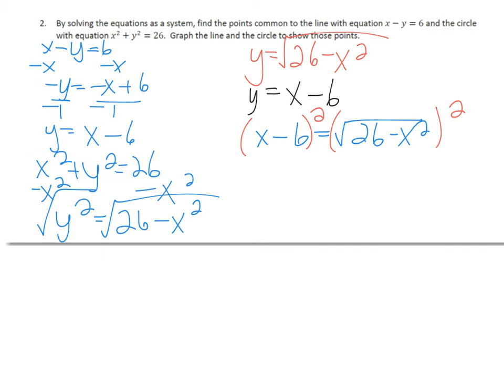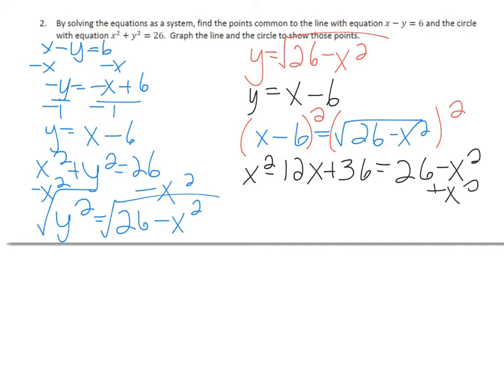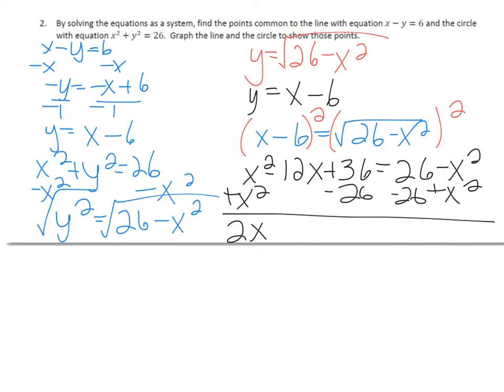And if you do use tabular for the left side, it does come out as x squared minus 12x plus 36. And again, by squaring the right side, I eliminate the radical, so I get 26 minus x squared. And from here, all I'm going to do is solve for x, and notice the x squared will not cancel, which means I have to add the x squared over and subtract the 26. So this will give me 2x squared minus 12x plus 10 is equal to 0.